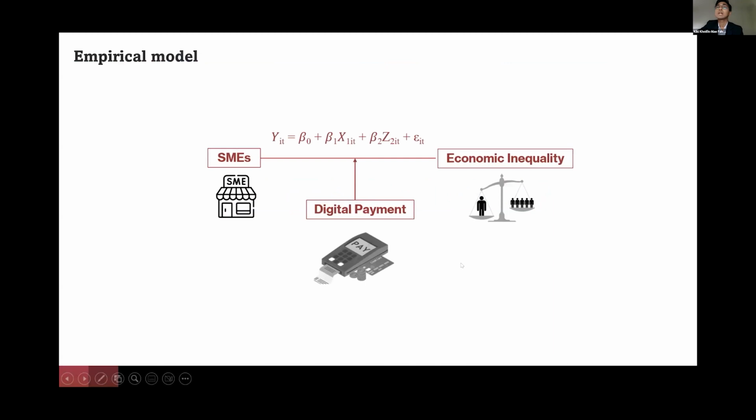This is the empirical model in our study. We have three variables: small and medium enterprises and economic inequality, and for the moderating variable, we incorporate digital payment.